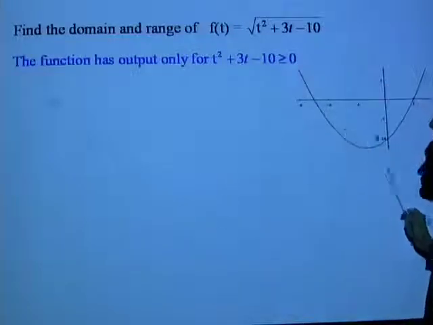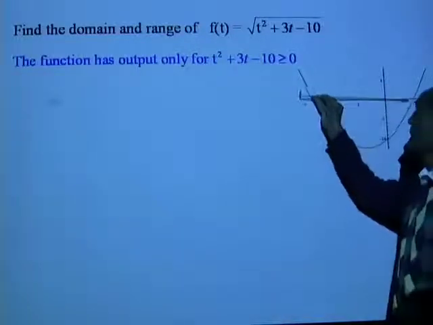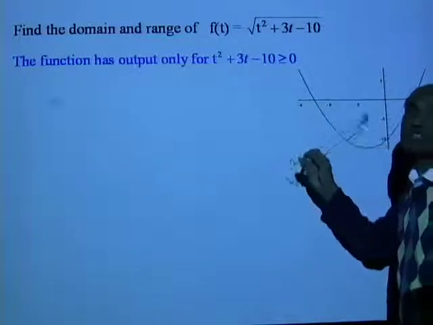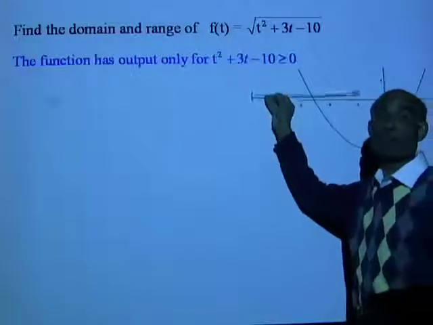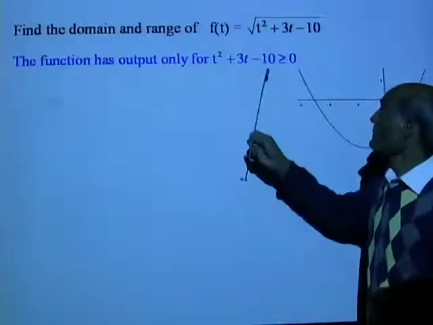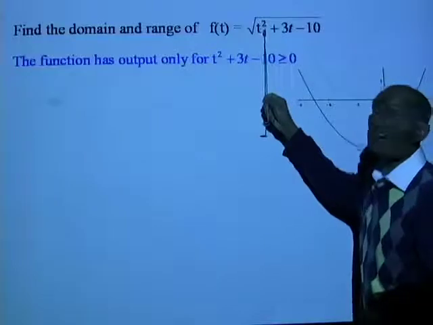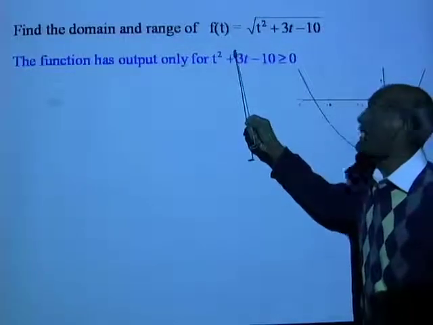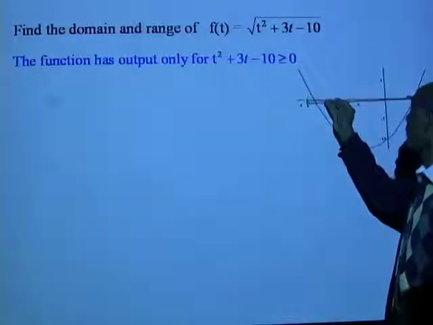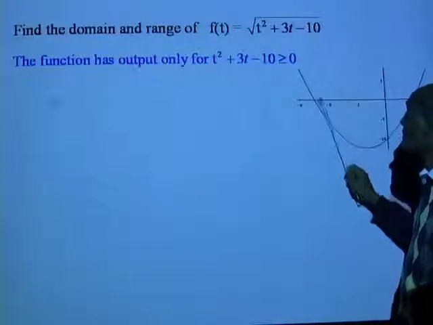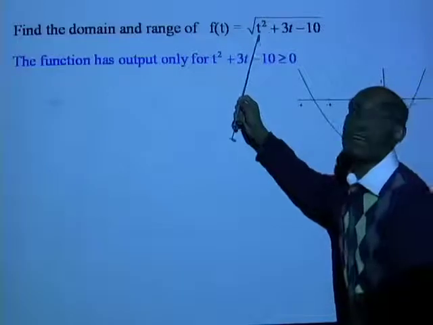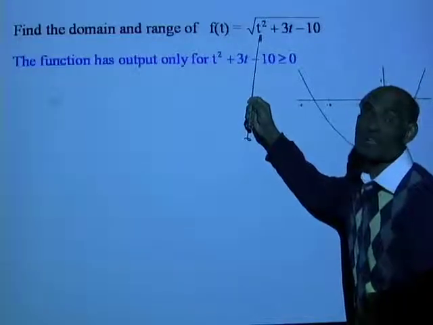Well, the graph will look like this. And look at the graph. You know that when a part of the graph is below the x-axis, it represents negative output. And the part of the graph above the x-axis represents positive output. Now, we cannot have values of t that will make this quantity negative. That means all values of t that make the graph below the x-axis cannot be used in the domain of this function. Do you understand that?